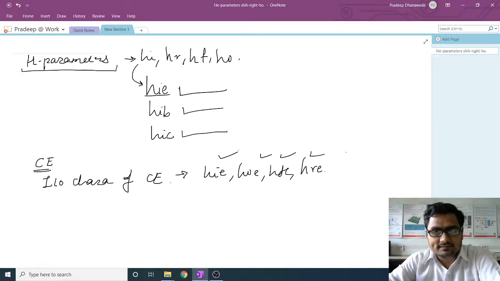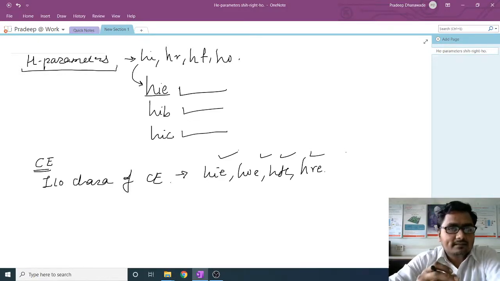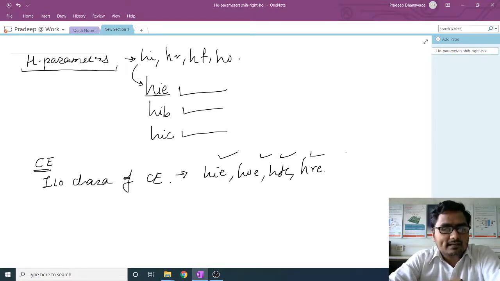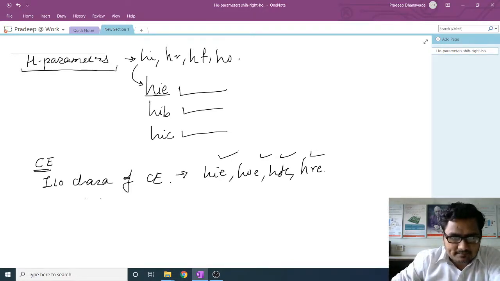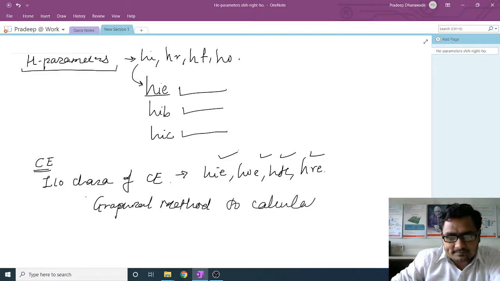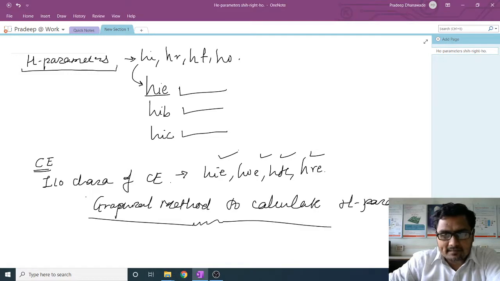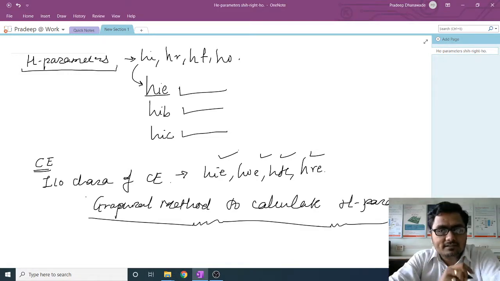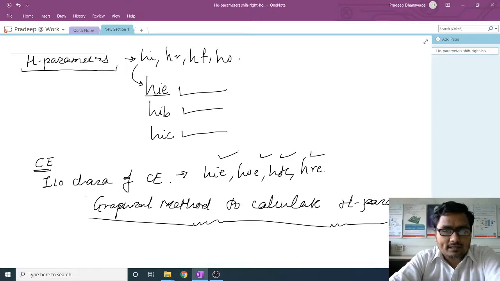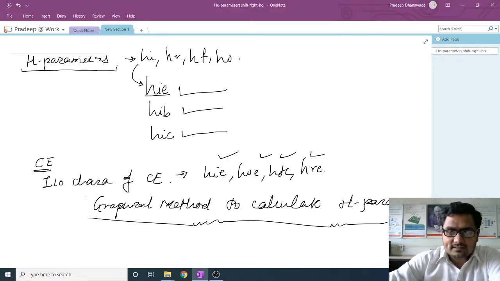So let us start. This is called the graphical method to calculate H parameters. Let me write the title as: graphical method to calculate H parameters. And that graphical method will definitely use the IO characteristics of any configuration. It depends on which configuration I am using, or for which configuration I want the H parameters.